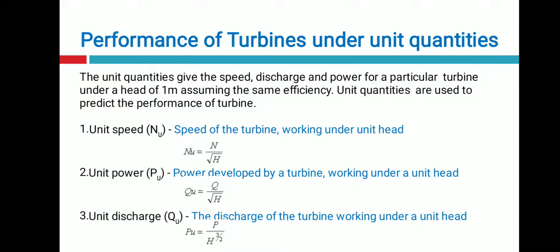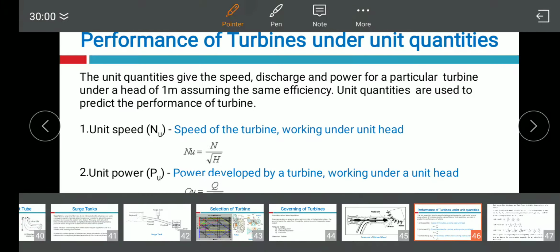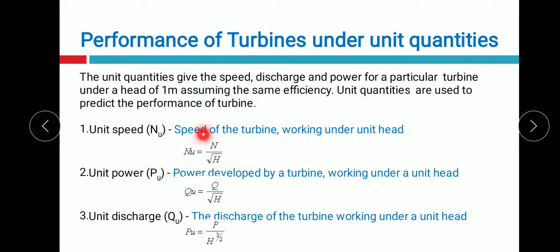So the unit quantities give the speed, discharge and power of a particular turbine under a head of 1 meter, assuming the same efficiency. Unit quantities are used to predict the performance of the turbine. Coming to the first one, the unit speed. It is the speed of the turbine when the turbine is working under a unit head. It is denoted with capital N suffix U, which is equal to N by square root of H.